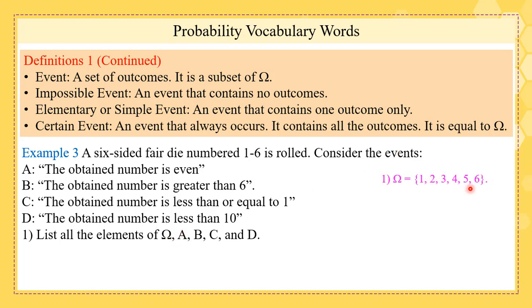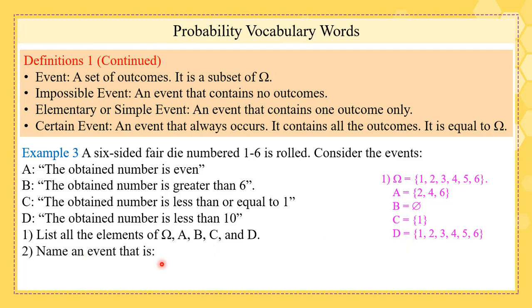Omega would be the numbers from 1 to 6. A, the obtained number is even, so we have to choose the even numbers from omega. This is A. B, the obtained number is greater than 6. In this case, it's going to be the empty set. C, the obtained number is less than or equal to 1, so it would be the singleton one. And D, the obtained number is less than 10, so it would be all numbers from 1 to 6.